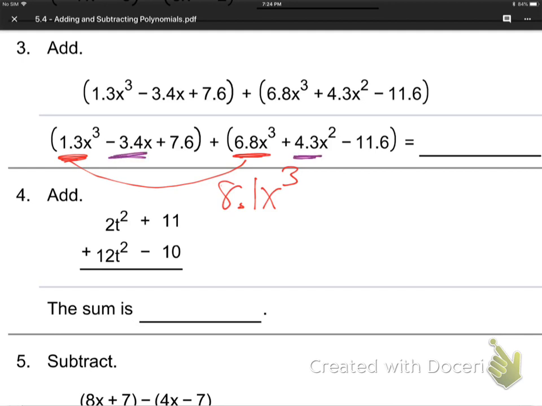Oh no, they're not like terms, are they? Better look a little closer here. So they're both just going to come down because they cannot combine. One's a regular x, the other's an x squared. 8.1x is then minus. Either order. I usually put them in order from highest power to lowest, but you don't have to. At least they haven't said we have to. So I'll put 4.3x squared, and then next I'll put minus 3.4x. Is that good? You could swap it though. The order doesn't matter.